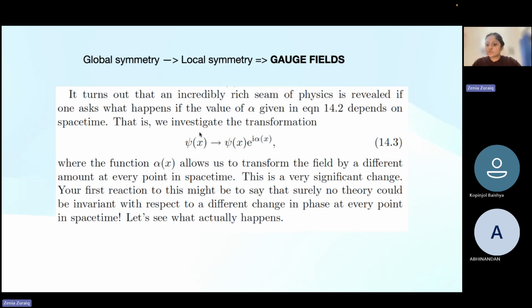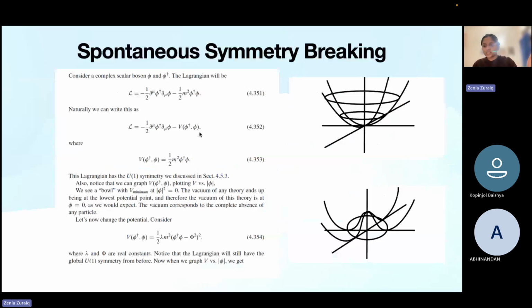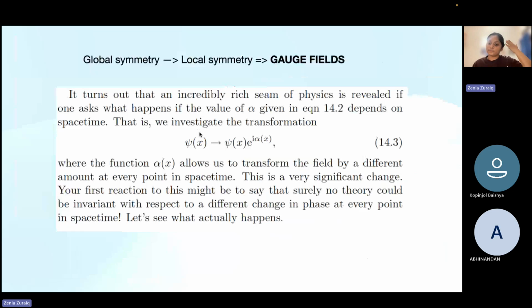So, just to recap, the first example of spontaneous symmetry breaking we saw is a global symmetry, where we are multiplying by e^{iα}. The system is invariant, and that α was a constant. Now we are asking the question: if I change α, instead of being a constant, to a variable depending on where you are in space, then the field transforms by a different amount at every point in spacetime.